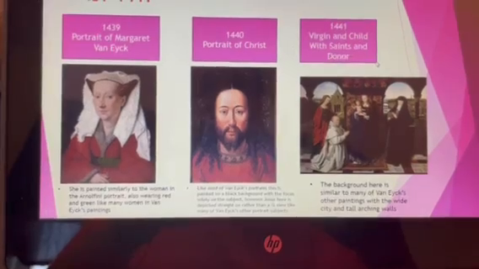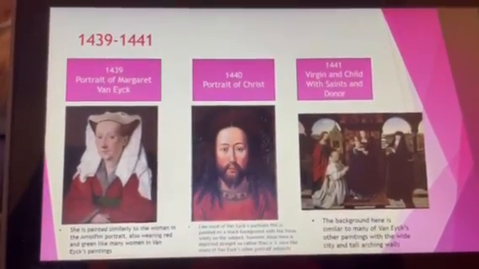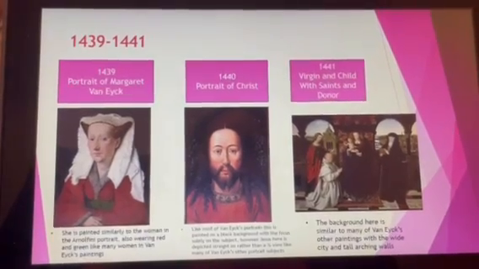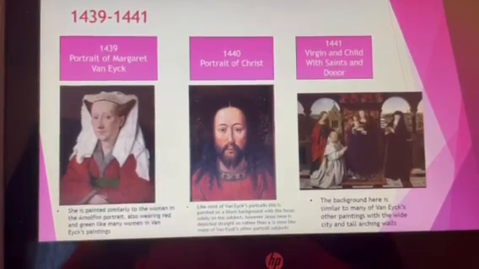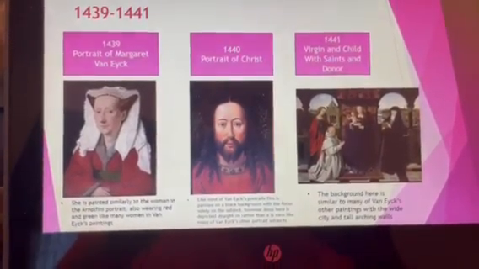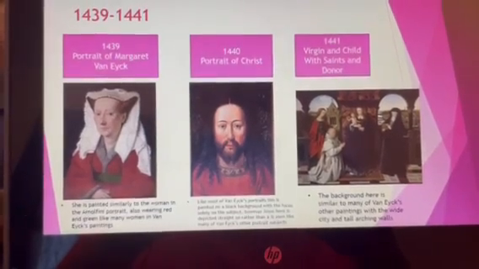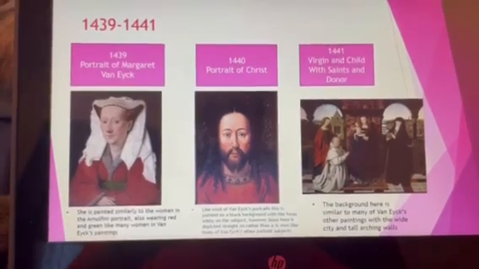In 1439 through 1441, Jan van Eyck painted Portrait of Margaret van Eyck, Portrait of Christ, and Virgin and Child with Saints and Donor. Portrait of Margaret van Eyck was in a similar style to the women of the Arnolfini portrait, although she is also wearing red and green like many of the women in Van Eyck's portraits, like the Virgin Mary.